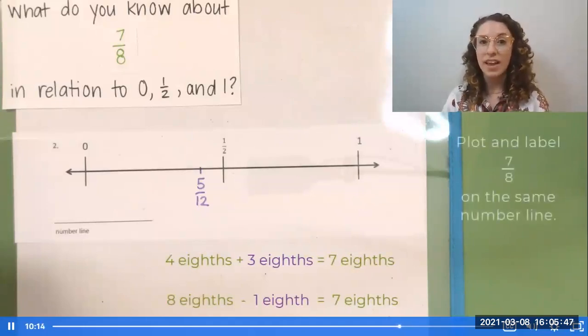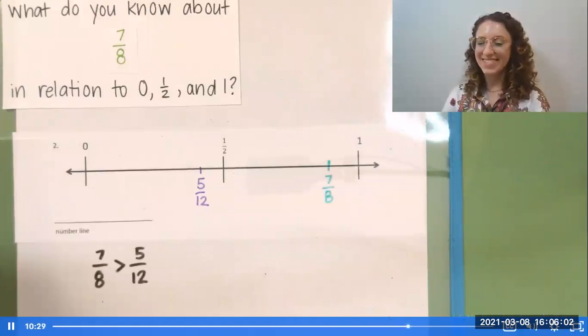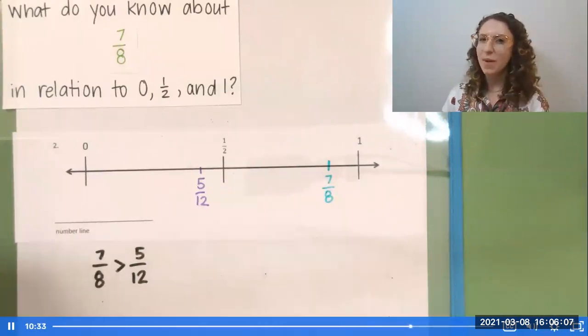Plot and label 7/8 on the same number line as you labeled 5/12. Notice where each number is. Write a number sentence comparing 7/8 and 5/12 using a symbol. Here's where I put 7/8. Is yours in about the same place as mine? And 7/8 is almost 1, so it's greater than 5/12, which is almost half.